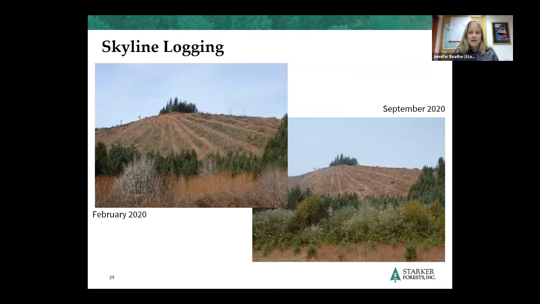So just to have a date comparison on this picture for Skyline Logging. The skylines operate in corridors, and the picture on the left is from February of 2020, and the picture on the right is from September. So it shows that the corridors, which look a lot more evident in February, are much less so in September.